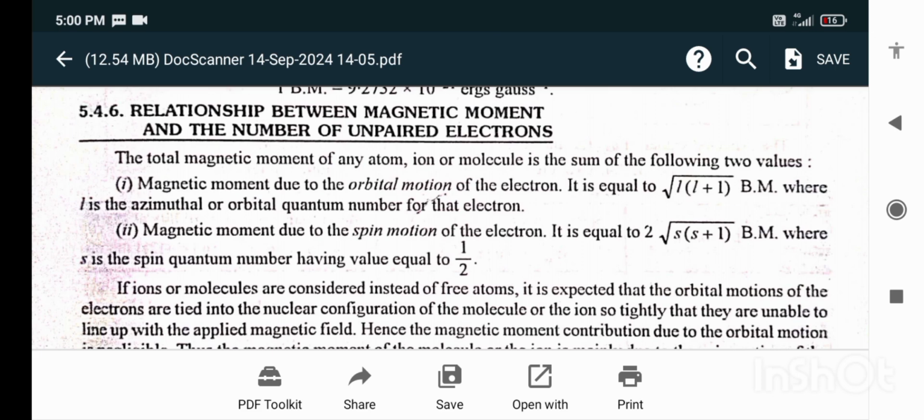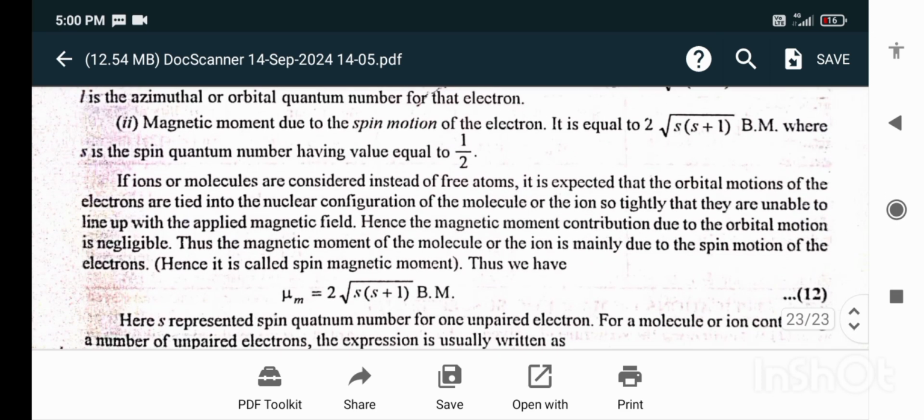Relationship between the magnetic moment and the number of unpaired electrons. The total magnetic moment of any atom or ion or molecule is the sum of the following two values. Magnetic moment due to the orbital motion of the electron, which is equal to √(L(L+1)) BM, where L is the azimuthal or orbital quantum number for that electron. Magnetic moment due to the spin motion of the electron, which is equal to 2√(s(s+1)) BM, where s is the spin quantum number having a value equal to 1/2.